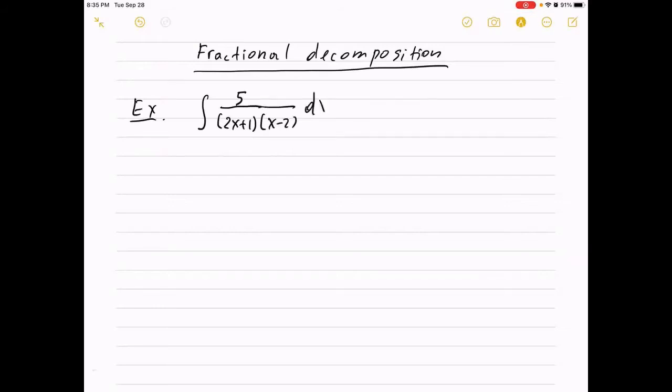When you're going to solve it, let's rewrite our function, which is 5 over 2x plus 1 times x minus 2. And using some results from advanced algebra, that fraction can be decomposed into partial fractions: one with denominator 2x plus 1, and the other with denominator x minus 2, with some unknown numerators, so we're going to put a and b.